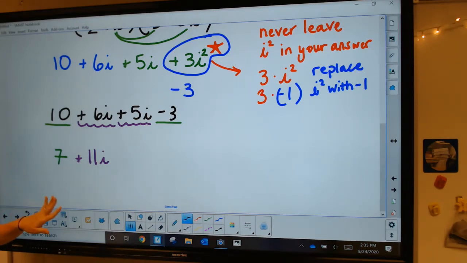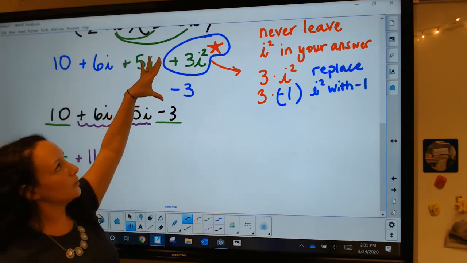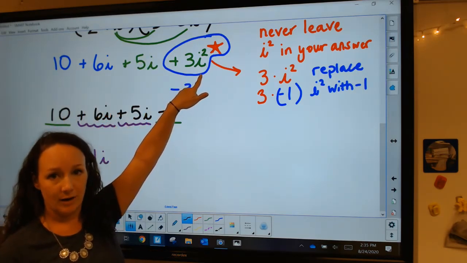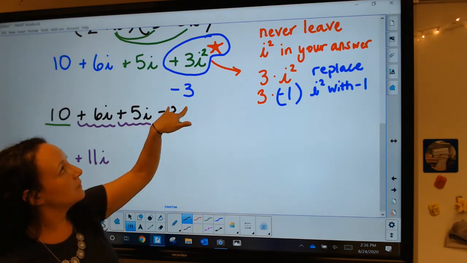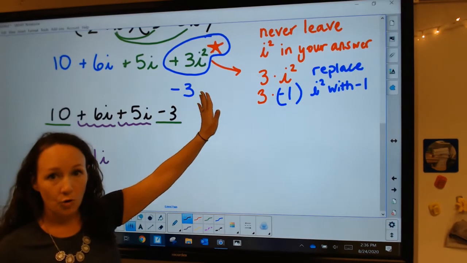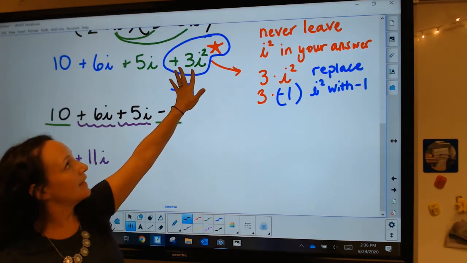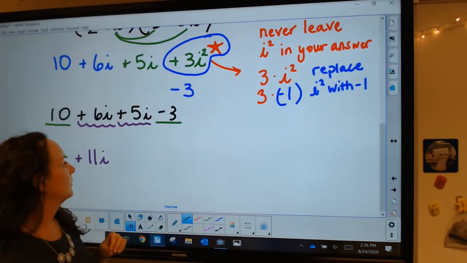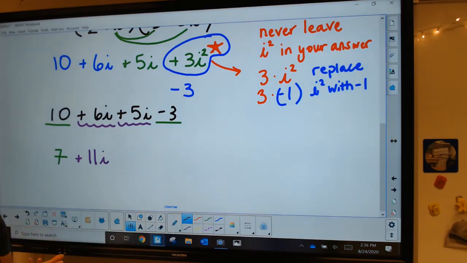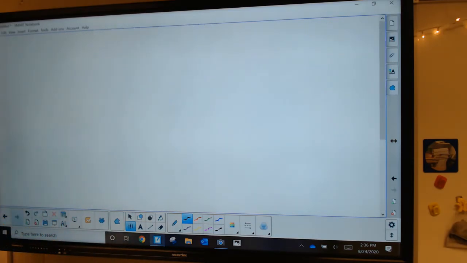So besides combining like terms, the new idea for when you're multiplying is that you're going to have I squared in your answer that you have to change. So what happens to this +3 is it just becomes a -3. There's no more I there. We replaced the I squared with a -1 and we multiplied those things together. So we'll do this a couple more times and then I'll let you try some. Example 2.